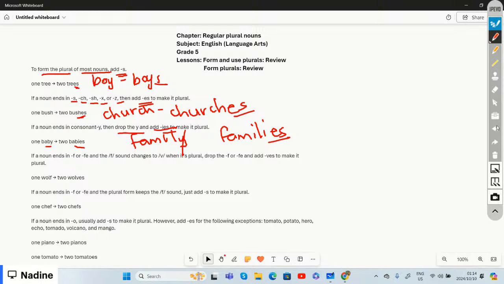And then if our noun ends with an F and it still stays the F sound, then we add an S. And then the last one, it says, if a noun ends in O, usually add S to make it plural. However, add ES for the following exceptions: tomatoes, potatoes, heroes, echoes, tornadoes, volcanoes, and mangoes.